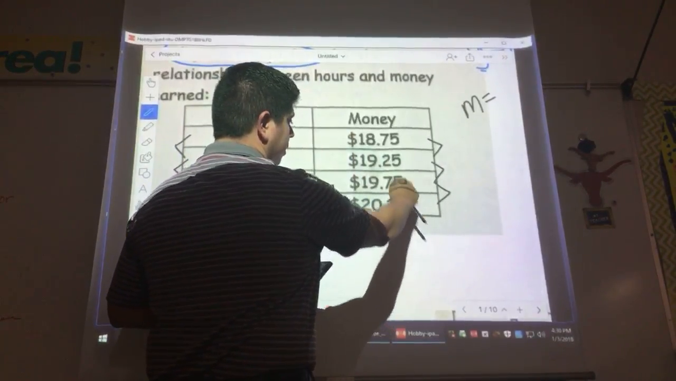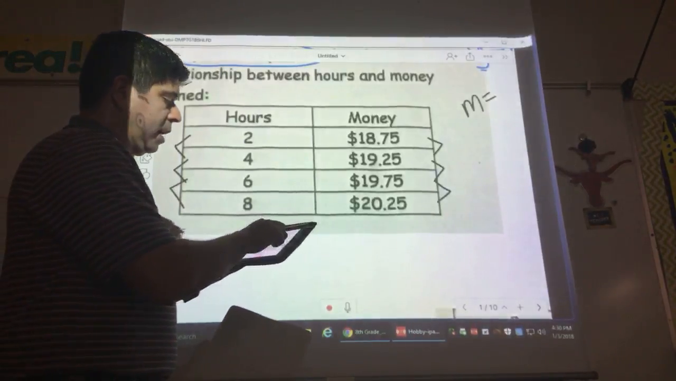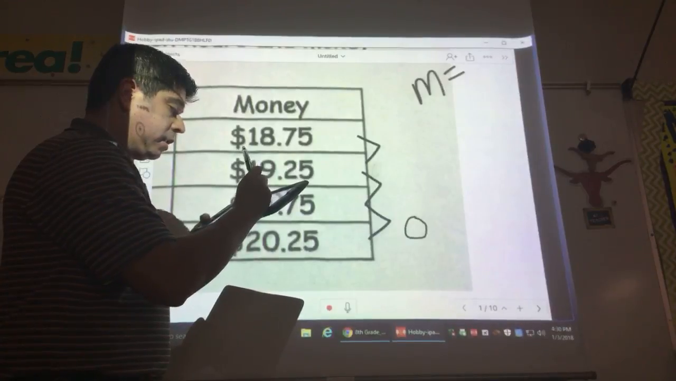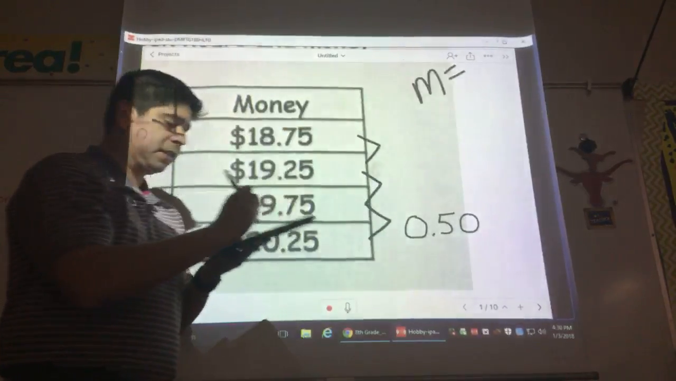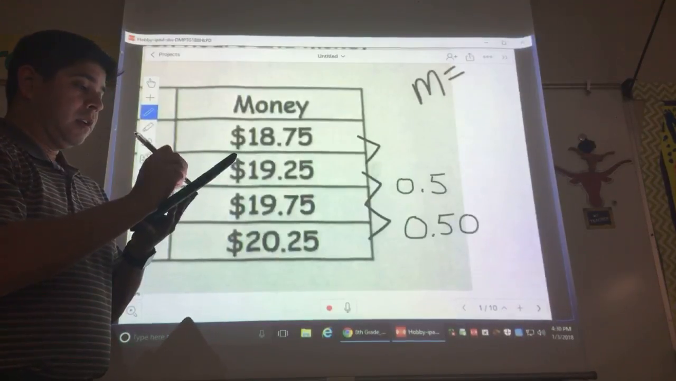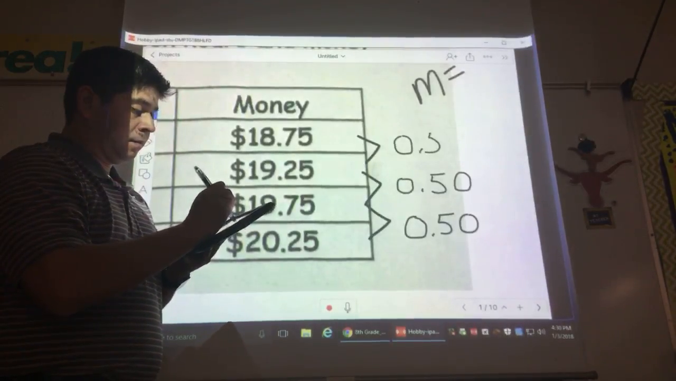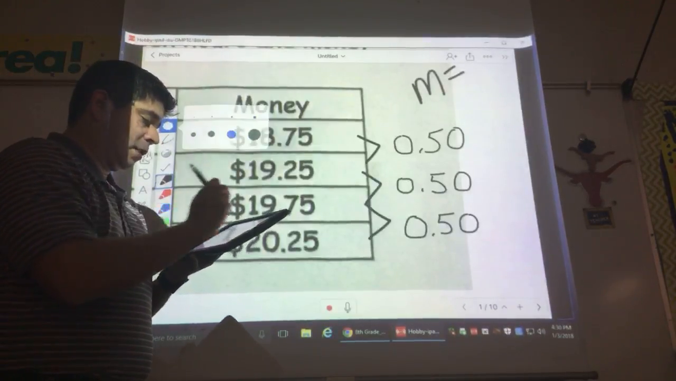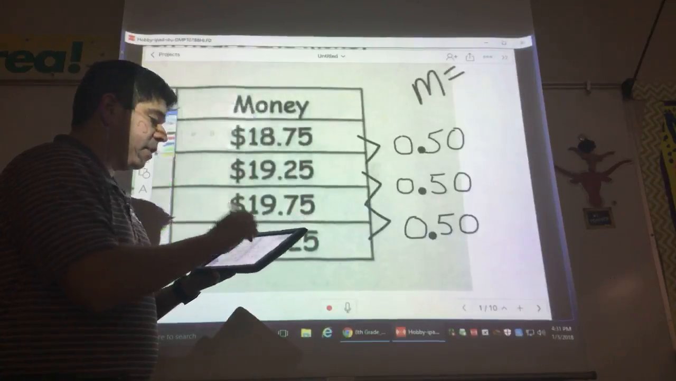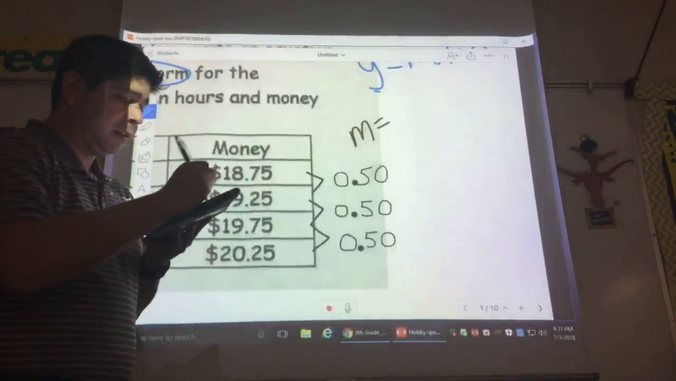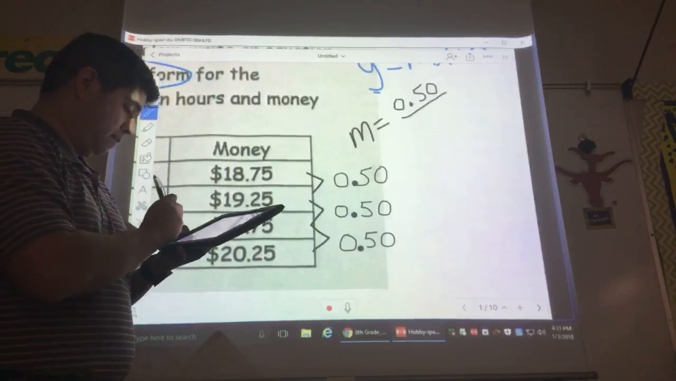So $20.25 minus $19.75 gives a difference of 50 cents. I'll help you out on that. From $19.75 to $19.25, that's also 50 cents. You can see the pattern we've got going on here. This is also going to be 50 cents. Let me make these dots a little bit bigger. There we go. Since I have that there, that's going to be the numerator of my slope. So I'm going to put 50 cents, 0.50, on top.